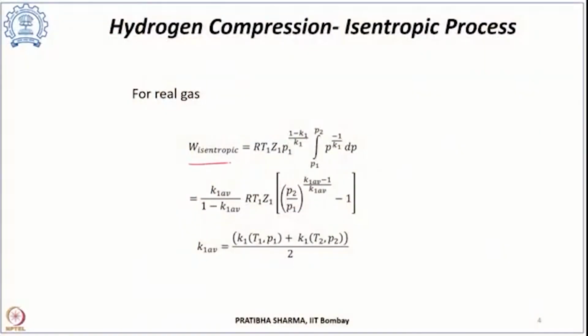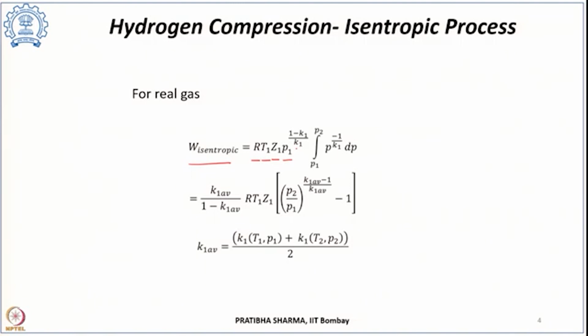Now, in order to calculate the work required for compression using an isentropic process for a real gas, the work is given by the gas constant R, T1 the initial temperature, the compressibility factor Z1 and the initial pressure P1: R T1 Z1 P1 raised to the power 1 minus K1 upon K.